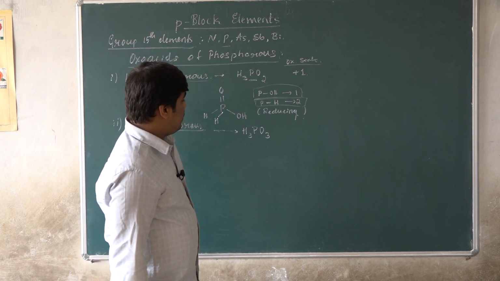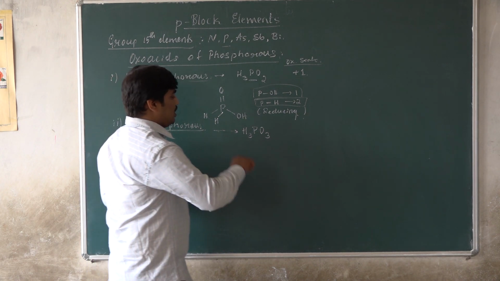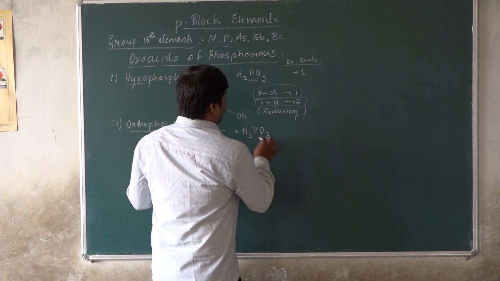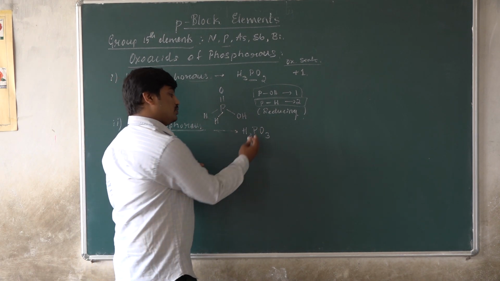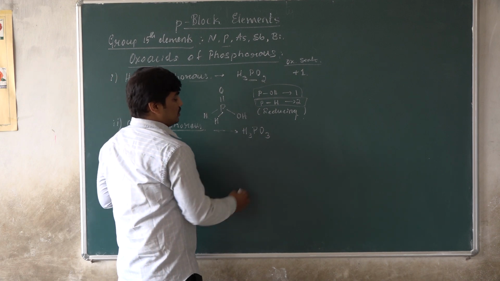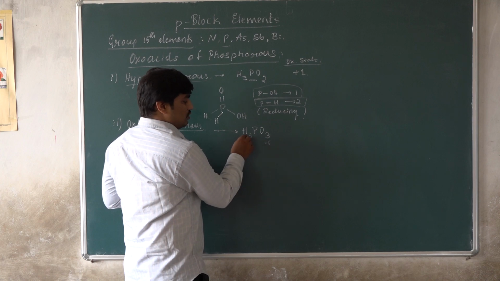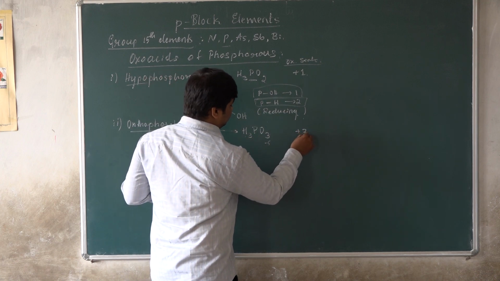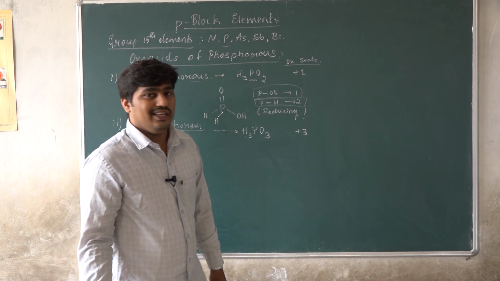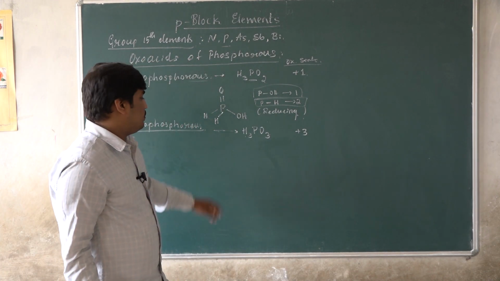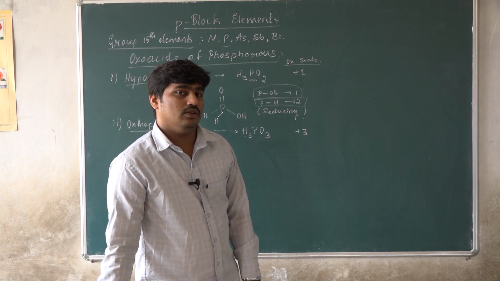oxoacids of phosphorus. Then what is the structure of this one? Before the structure, the oxidation state. The oxidation state of phosphorus in orthophosphorus acid is: -2 into 3 is -6, and the 3 hydrogens go out, so it is +3. The oxidation state of phosphorus in orthophosphorus acid is +3. Then a question arises, no?